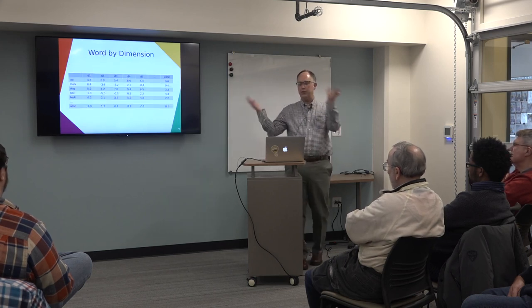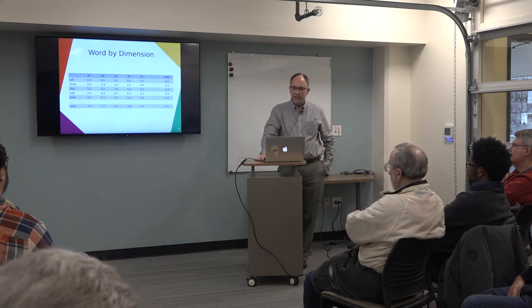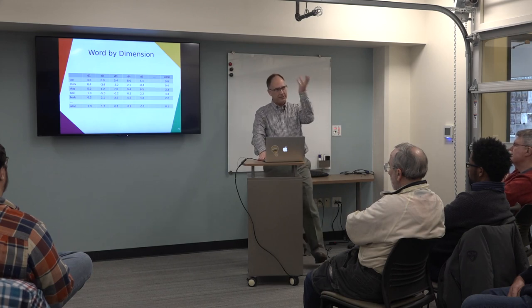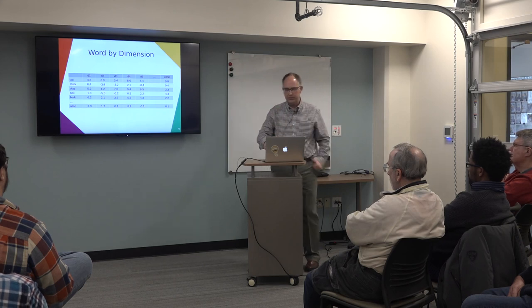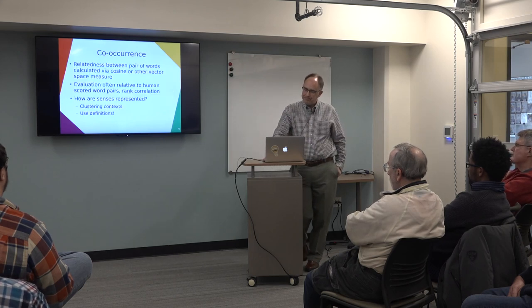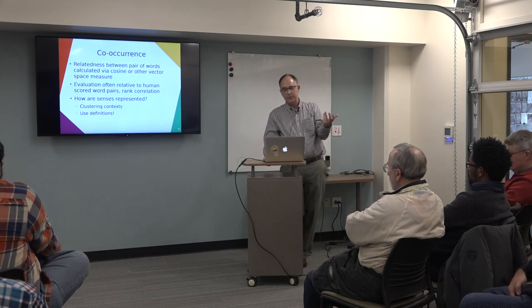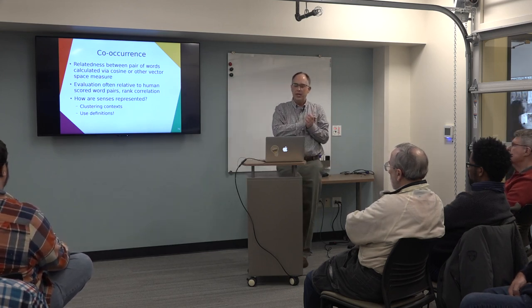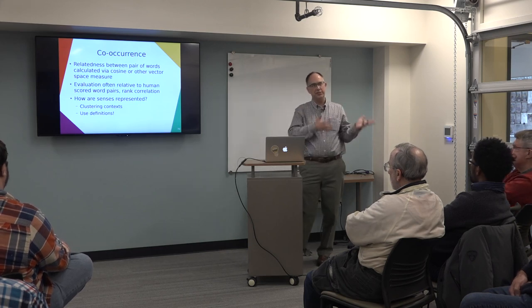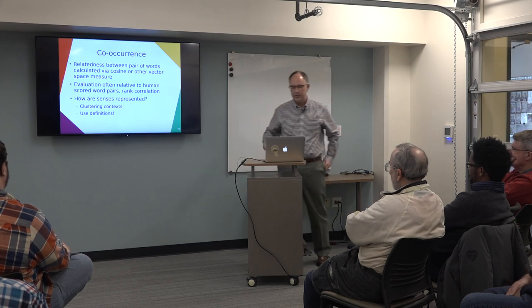So when we go through these kinds of operations, and the numbers here are not particularly significant, we end up with a denser matrix, with not a lot of zero values and a smaller number of dimensions. And so these are a little easier to work with. When we have these kinds of measures, we're able to measure relatedness between words using these vectors. And oftentimes we do evaluations comparing these to human judgments, where we do some kind of rank correlation.